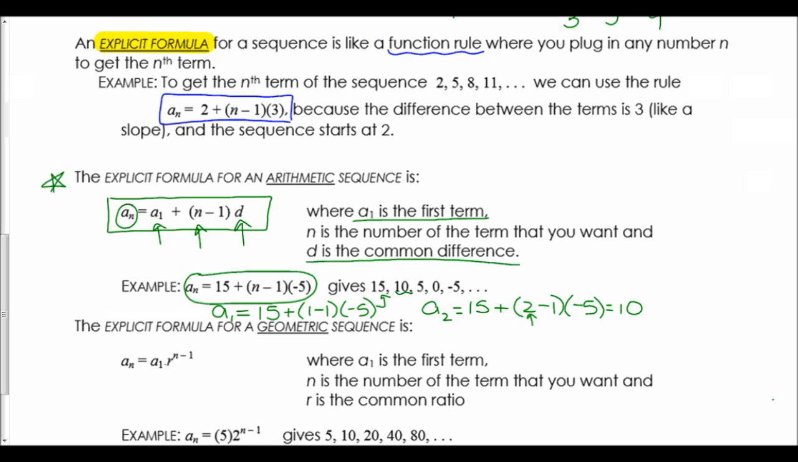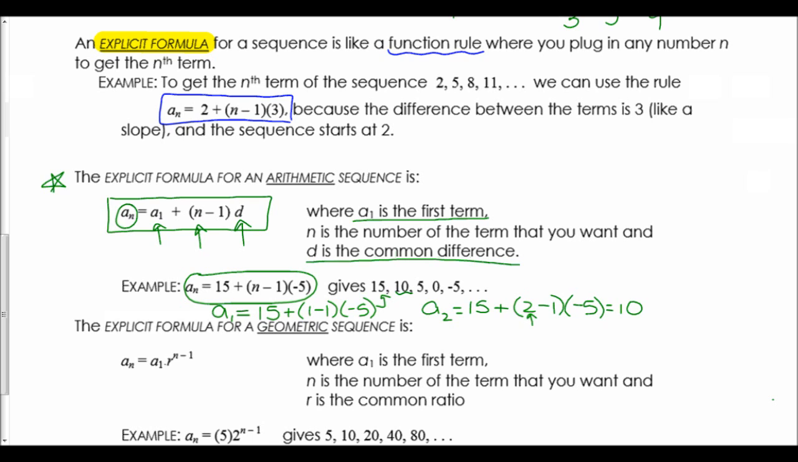So you can see it's like a function because you plug in whatever term you want, you plug in that number for n, and then you get out the answer. We like this one because if we have to find the 100th term, we could just plug in 100 for n. Whereas on a recursive formula, if we wanted to find the 100th term, we'd have to go through and find all 99 terms before it in order to find the 100th.